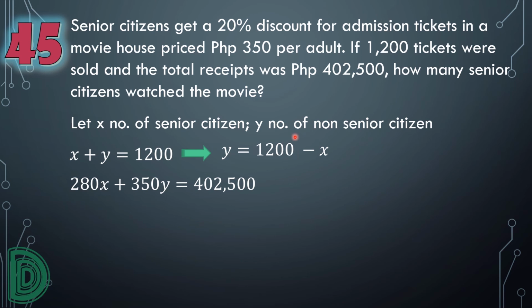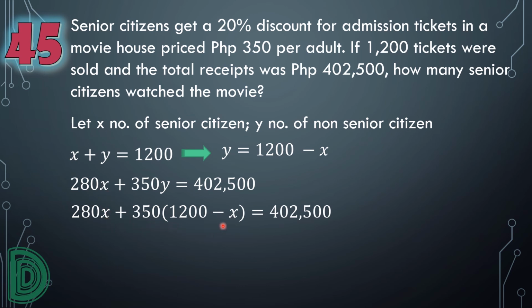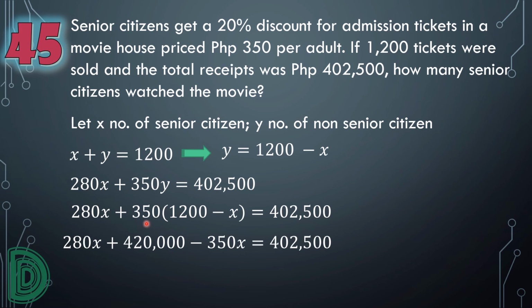Substituting the value of y to the second equation, we will have 280x plus 350 times 1,200 minus x equals 402,500. Distribute 350 to the terms inside the parentheses. That will be 350 times 1,200, 420,000. 350 times negative x, negative 350x.